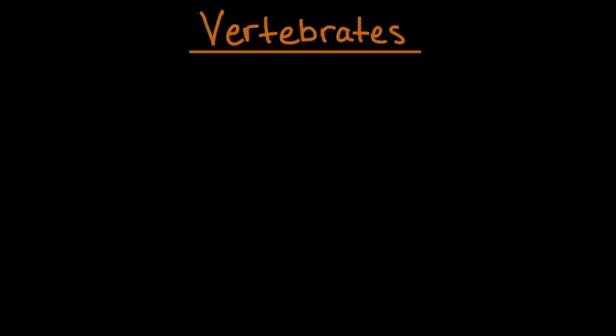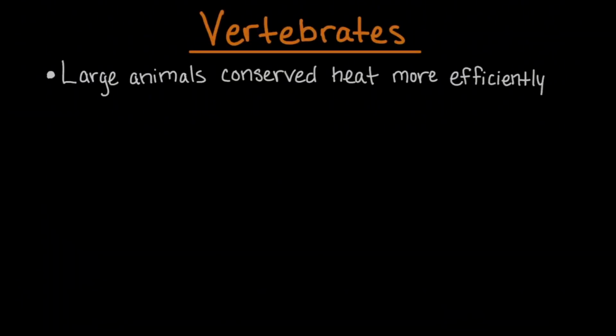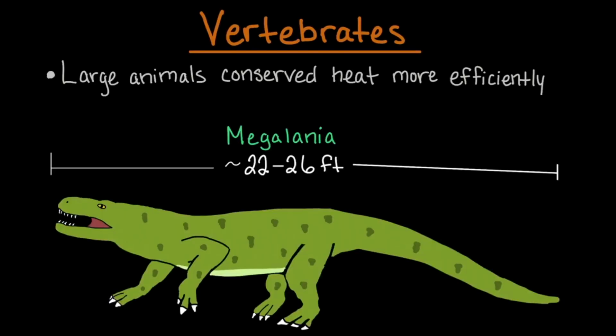For vertebrates, large animals were better able to conserve body heat. Megalania was a very large terrestrial reptile at around 22 to 26 feet long. It ate large mammals of its time. Birds went through rapid diversification, leading to the many species of today.